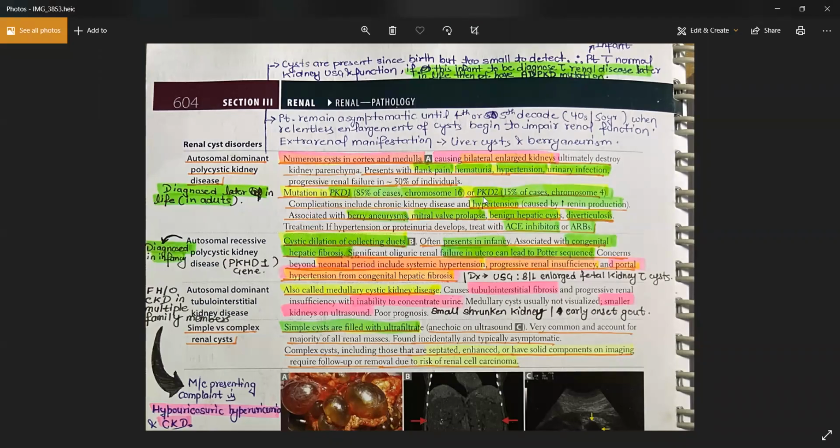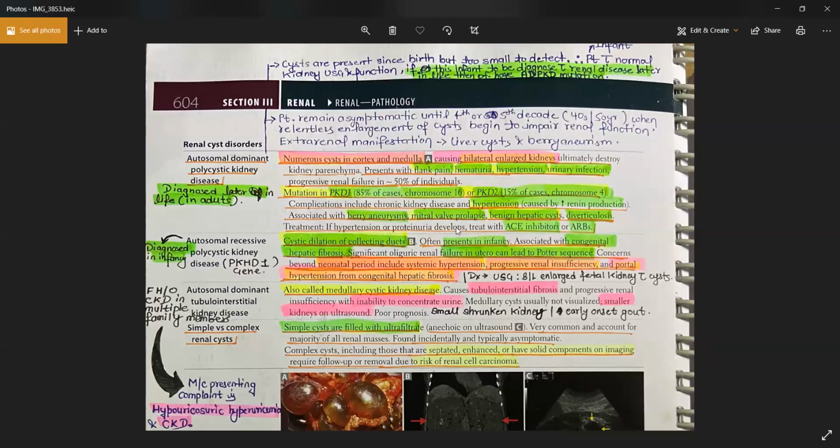Complications: the patient will have chronic kidney disease and, of course, renal failure. Hypertension happens because of increased renin production, since the kidneys become dysfunctional. The patient can also have berry aneurysms, an important thing. Does anyone remember, if the aneurysm ruptures, where the blood will accumulate in the brain? Subarachnoid, in the subarachnoid space. The patient also has mitral valve prolapse. Benign hepatic cysts can also be present. Diverticulosis can also be present.